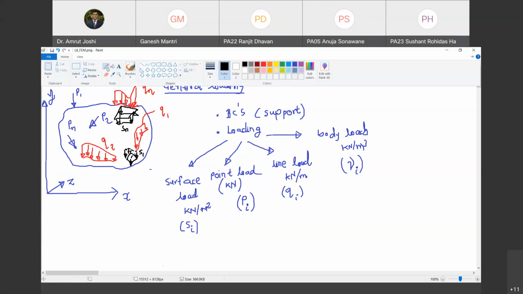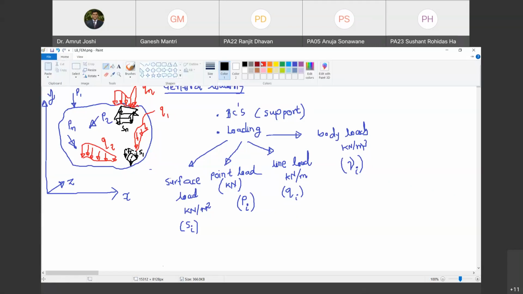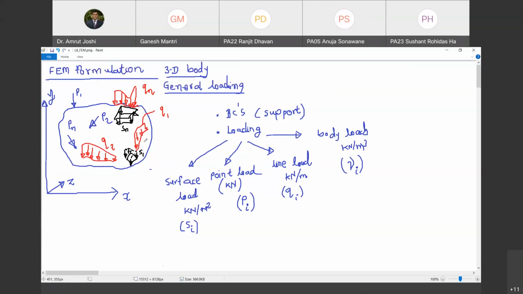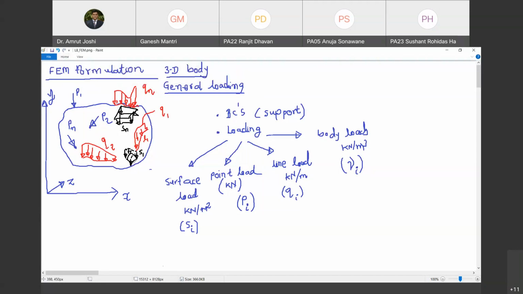By the way, these line loads, they act over a length. So I will denote their length as L1, L2 up to Ln. Okay. Then these surface loads, they act over the area. So I'm going to denote those surfaces by dA1 or, let us call it as A1, up to An.